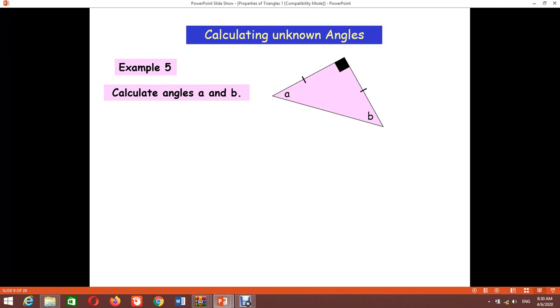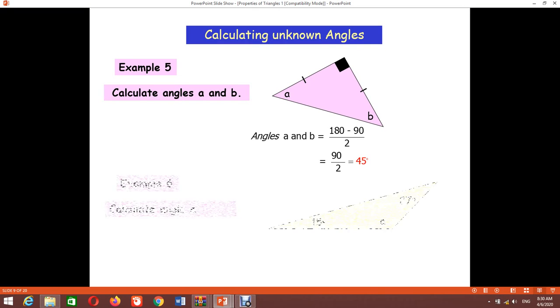Still on calculating unknown angles. Example 5. Calculate angles A and B. To calculate angles A and B is equals to 180, because we have the 90 degrees right angle embedded in the triangle. So to calculate angles A and B is equals to 180 minus 90 because two sides are parallel. So 180 minus 90, the answer is equals to 90. Then we divide 90 by 2 and the answer is equals to 45 degrees.